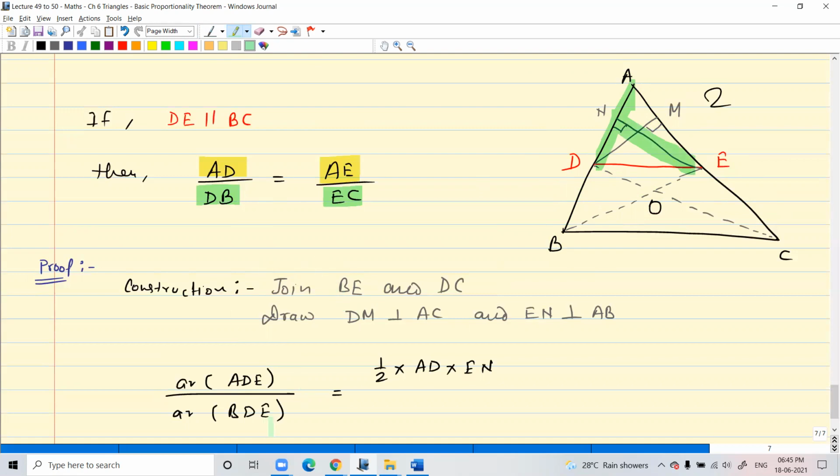Now, for the area of triangle BDE, I will consider base as this BD. Now, you people tell me, what is the height for this triangle? If I want to find the area of BDE, what is the base I want to keep it as? BD or DB, whatever. What is the height for this?